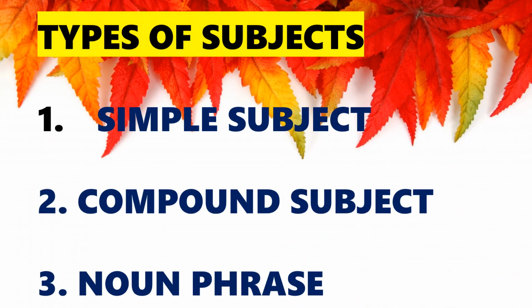So depending on the usage of different types of words in the subject place, subjects are divided into three types. They are simple subject, compound subject, and noun phrase. So let us understand these three in detail.